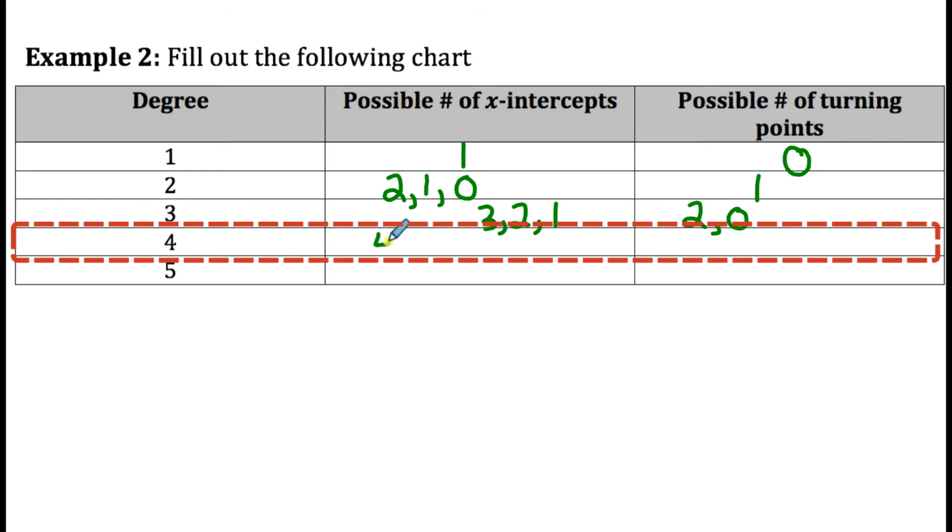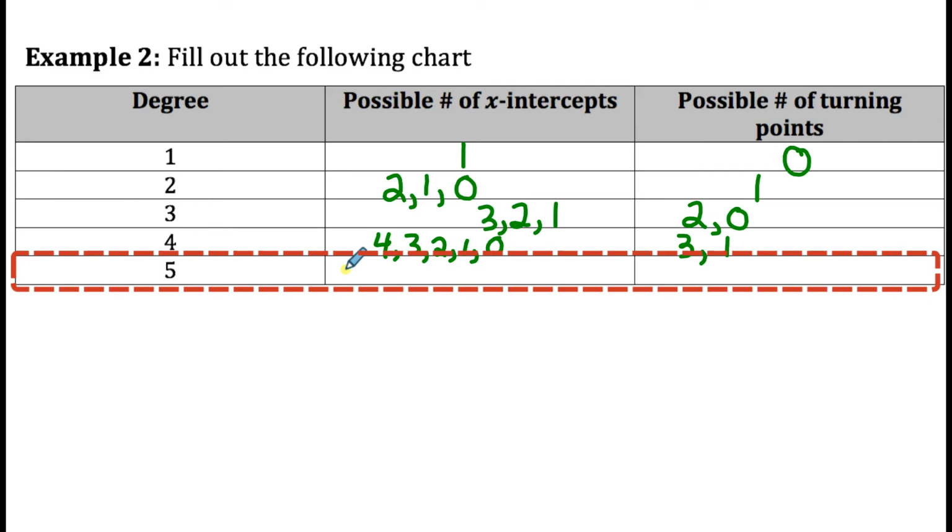Degree 4, number of x-intercepts. At most it could have is equal to its degree, 4, or any number less. And we include 0 this time because degree 4 starts and finishes on the same side of the x-axis. It doesn't have to cross. Number of turning points at most is 1 less than the degree, so 3, or any odd number less, so 3 or 1. Degree 5, possible number of x-intercepts: 5, 4, 3, 2, or 1. We cannot include 0. Odd degree starts and finishes on opposite sides of the x-axis, so it has to cross at least once. Possible number of turning points at most is 1 less than the degree, or any other even number less, 4, 2, or 0.